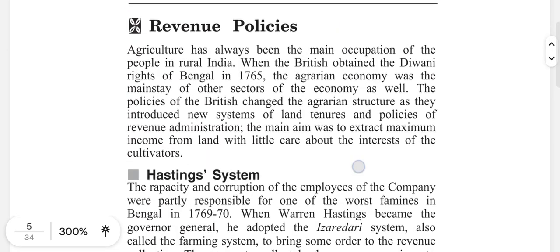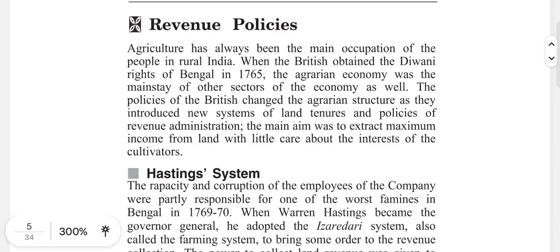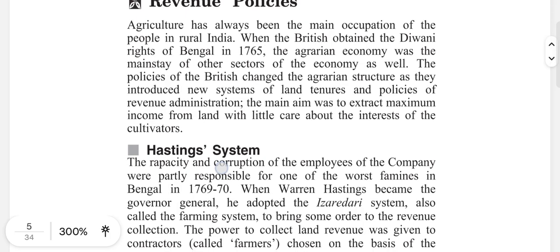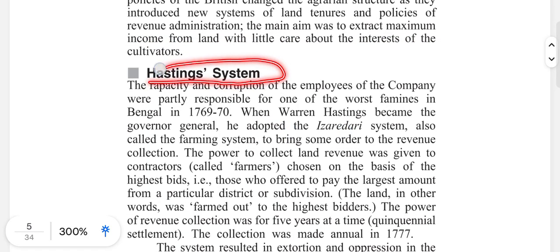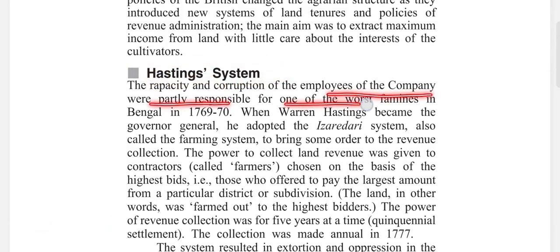Revenue policies. Agriculture has always been the main occupation of the people in rural India. When the British obtained the Diwani rights of Bengal in 1765, the agrarian economy was the mainstay of other sectors of the economy as well. The policies of the British changed the agrarian structure as they introduced new systems of land tenures and policies of revenue administration. The main aim was to extract maximum income from land with little care about the interests of the cultivators. Hastings' system. The rapacity and corruption of the employees of the company were partly responsible for one of the worst famines in Bengal in 1769-70.